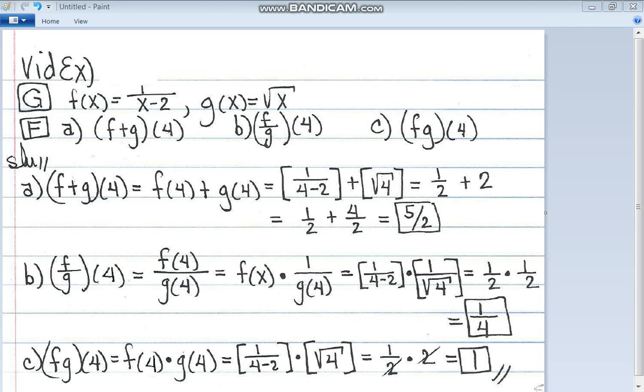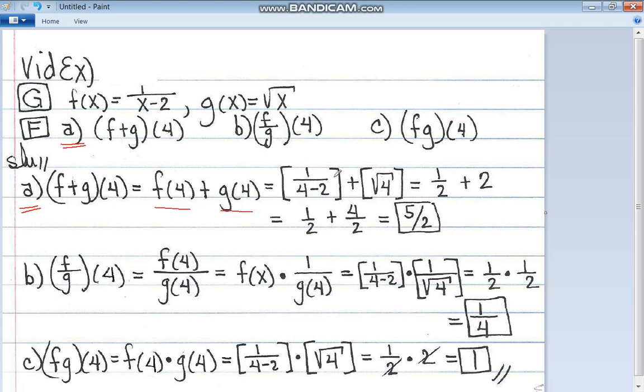Given f of x equals 1 over x minus 2 and g of x equals the square root of x, part A, find f plus g of 4. Let's work on part A before we go to part B. Part A, f plus g of 4 by definition is equal to f of 4 plus g of 4.